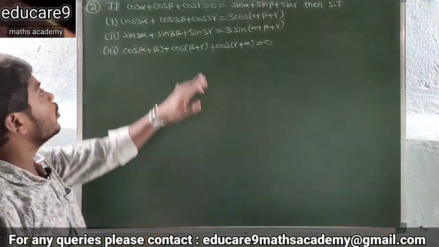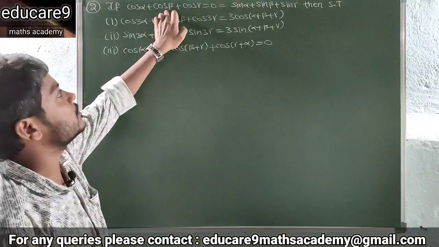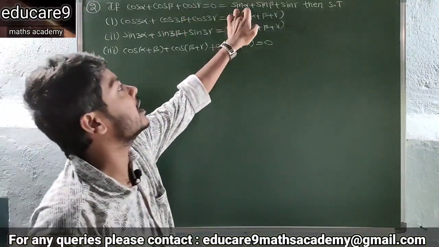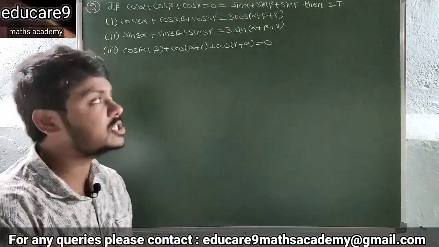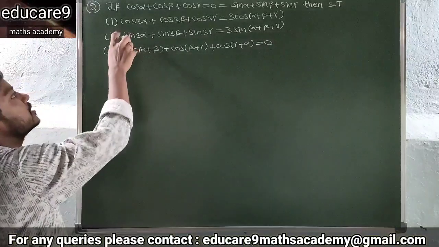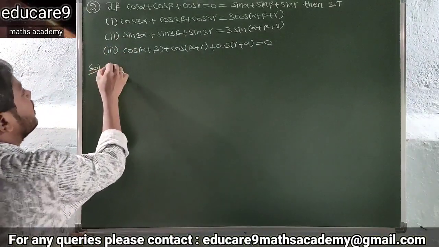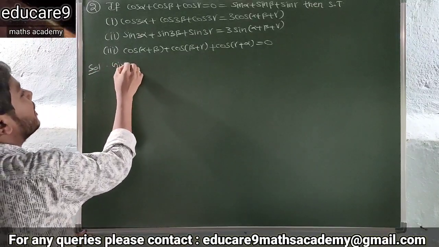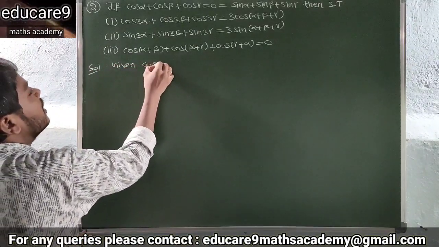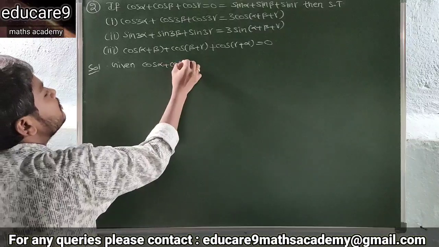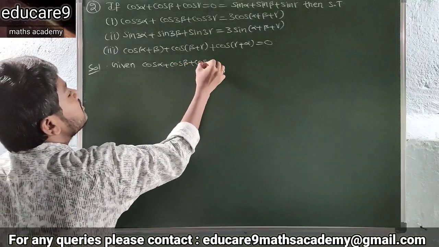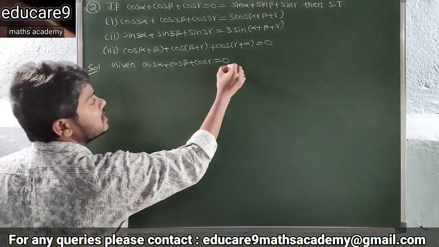See question number 2. If cos alpha plus cos beta plus cos gamma and sin alpha plus sin beta plus sin gamma is 0, then show that these 3 conditions hold. So see here, solution: given cos alpha plus cos beta plus cos gamma is equal to 0. So this is equation 1.